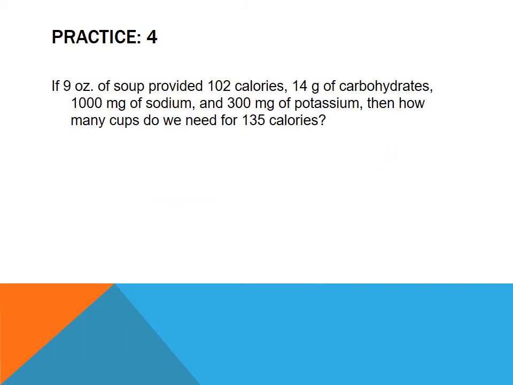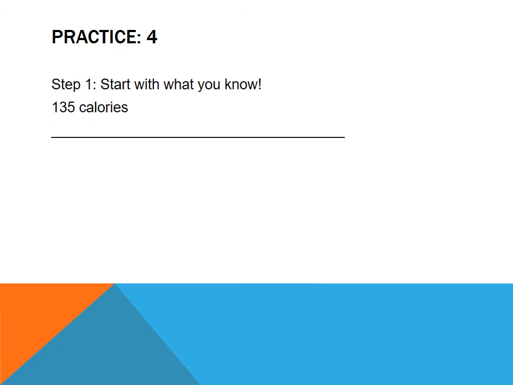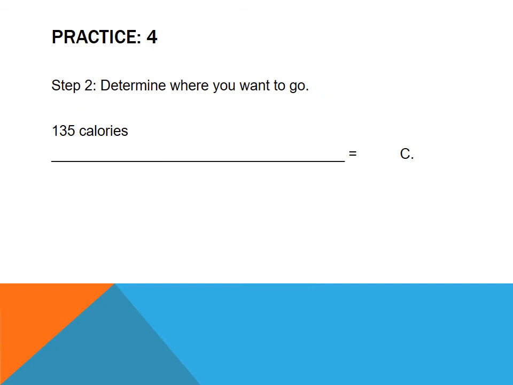And we see that we're looking for 135 calories. And we're looking for how many cups. That's the answer we're looking for, is how many cups, and 135 calories is what we need to start with. Now, the rest of the information is conversion factor information. So we know we have 135 calories. Now we want to know how many cups will give us 135 calories.